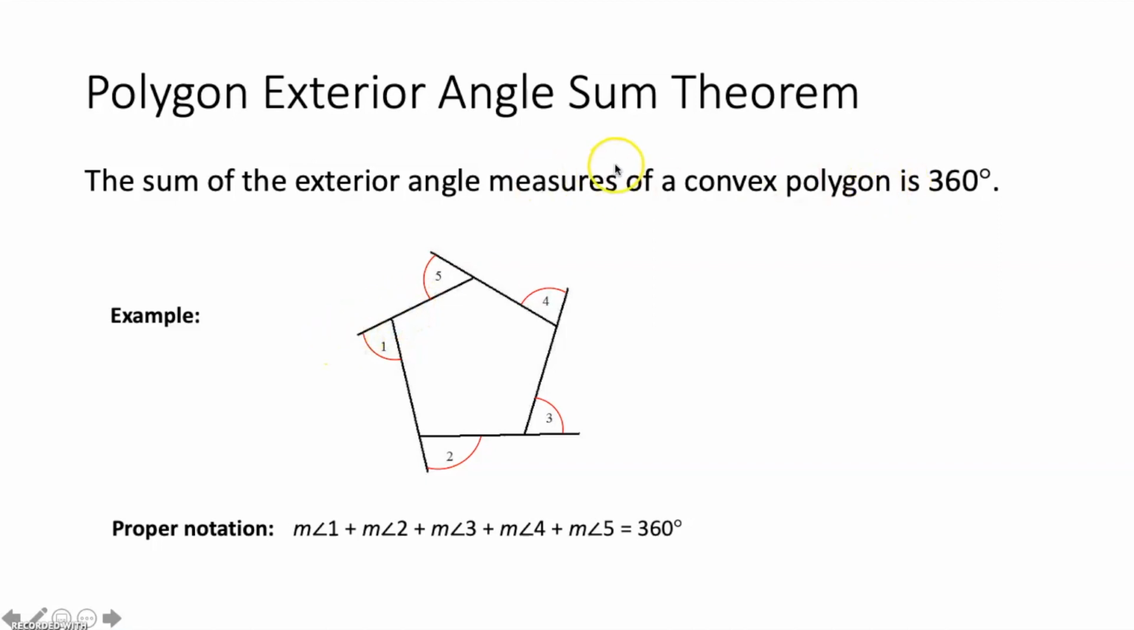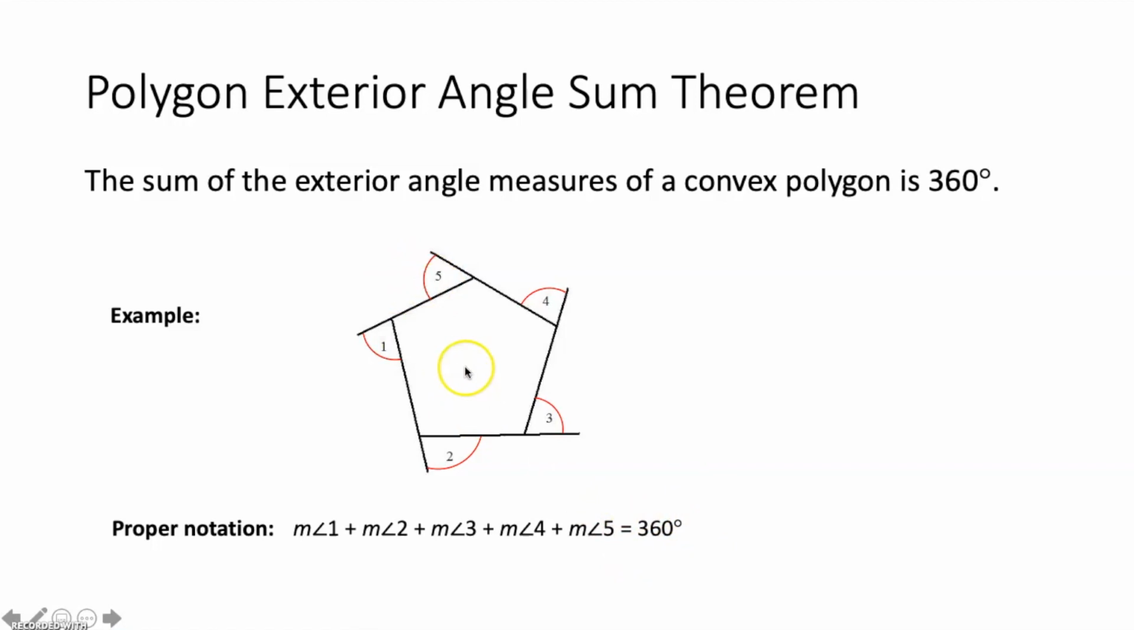Now note, this theorem is much easier. It's just saying no matter how many sides this polygon has, the sum of the exterior angles, if you were to add up all of the exterior angles, it's always going to be 360 degrees. So the measure of angle 1 plus measure of angle 2 plus measure of angle 3 plus measure of angle 4 plus measure of angle 5 is equal to 360 degrees.